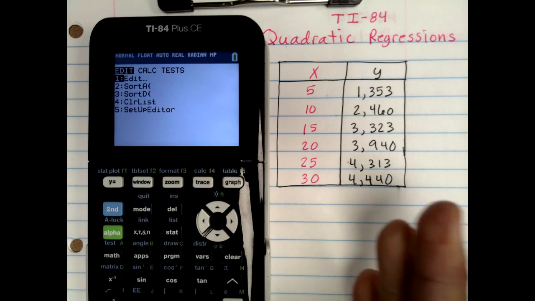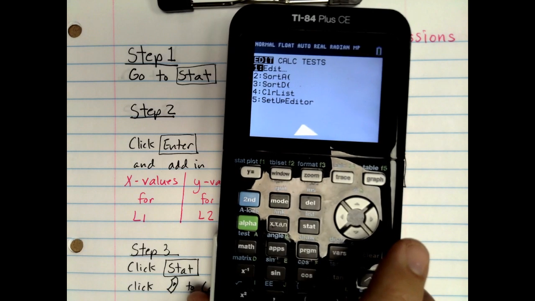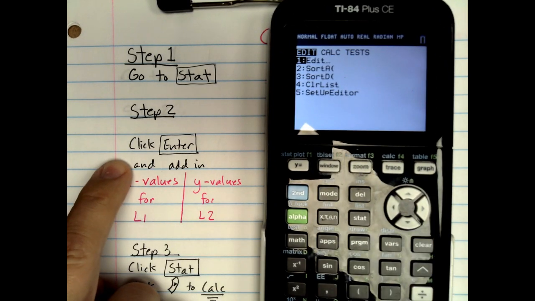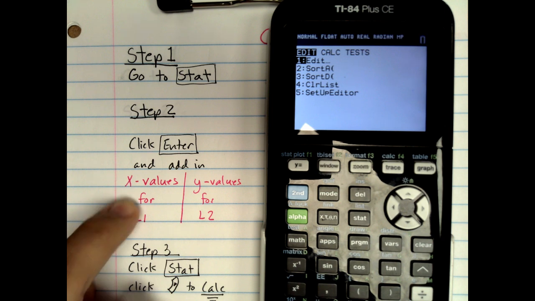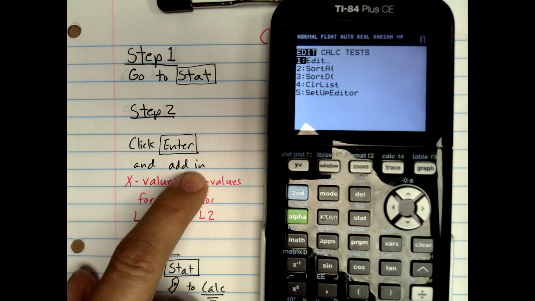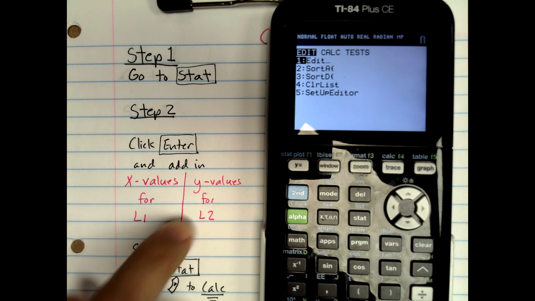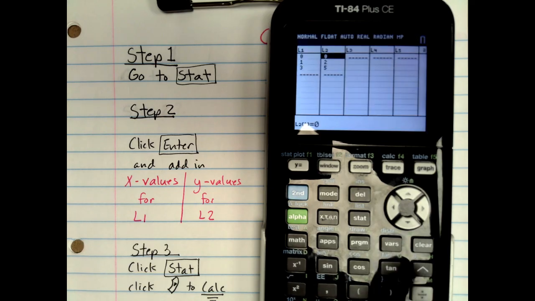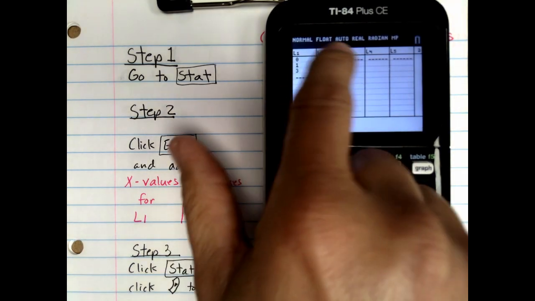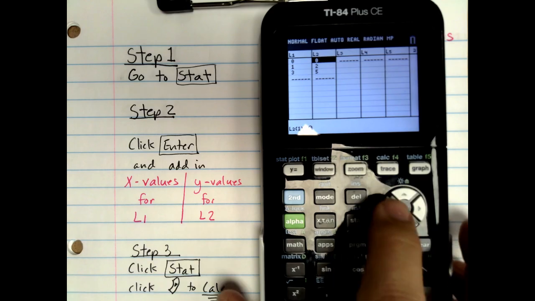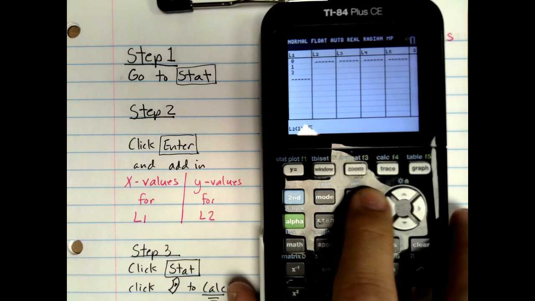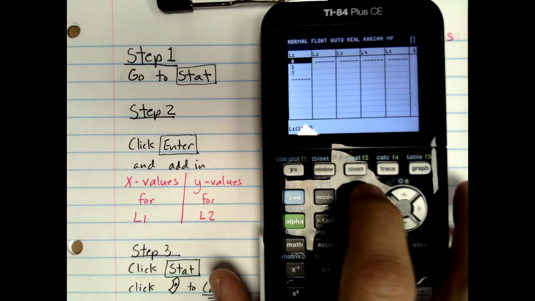So hit stat. Then step two, notice it says click enter and add in your x values in the L1 column and your y values in the L2 column. So I'm going to hit enter on my calculator. Notice I already have some data inside of my spreadsheet, so I am going to go ahead and delete it. So I'm going to hit delete a few times just to get that data out.